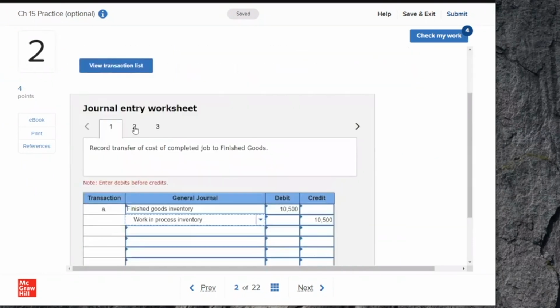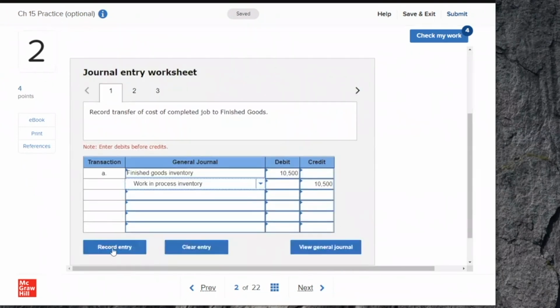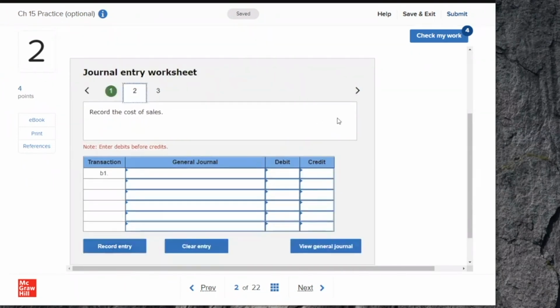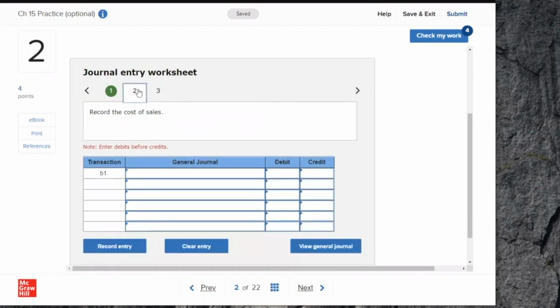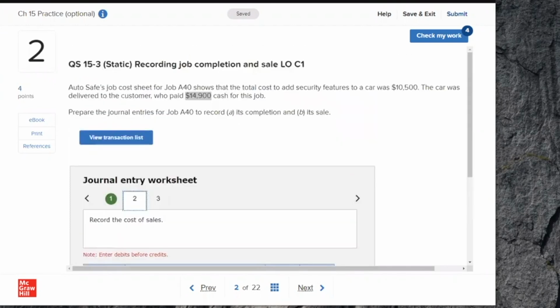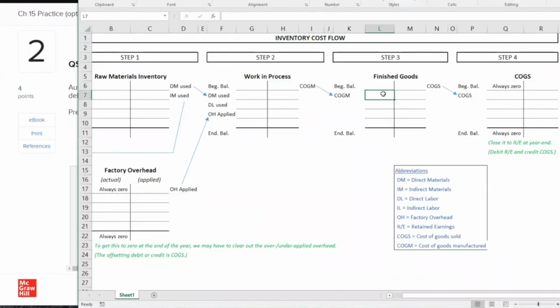Okay. Then the next thing we do, record the sale. Remember, anytime you sell something, it's 2 journal entries. One records the revenue and the other one records the cost. So we're going to first record the cost of the sales. What we're basically doing here is, if you look, it's been sold, right? So we don't have it anymore.